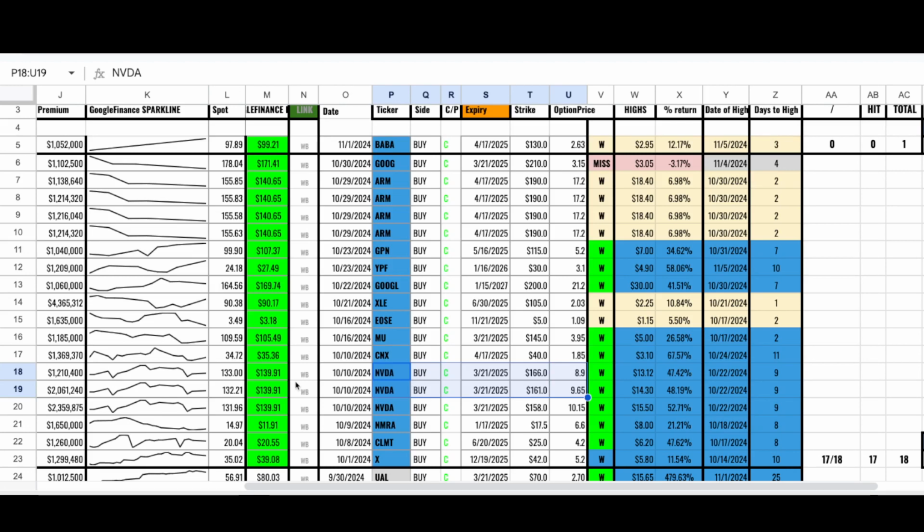NVIDIA, you've got a couple of these. I do want to point out it is up as of now. It is reaching all-time highs again. And they did just get added to the Dow Jones. So that was a 40, almost 50% play right there.